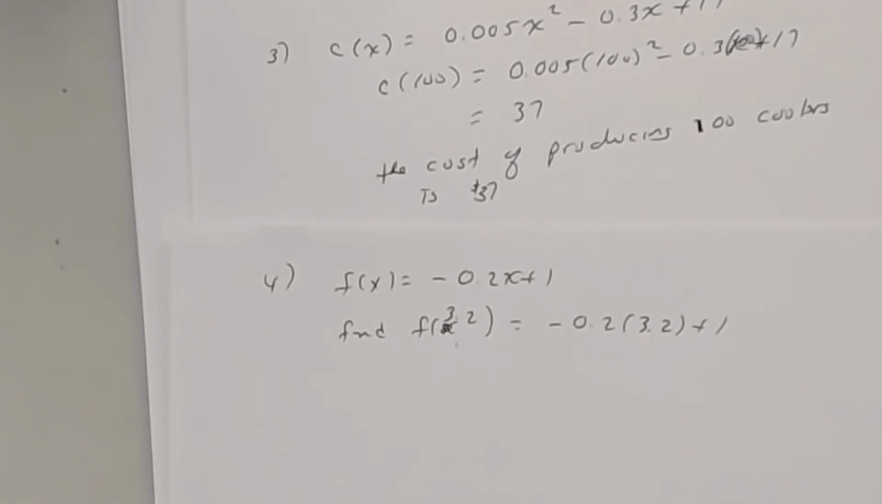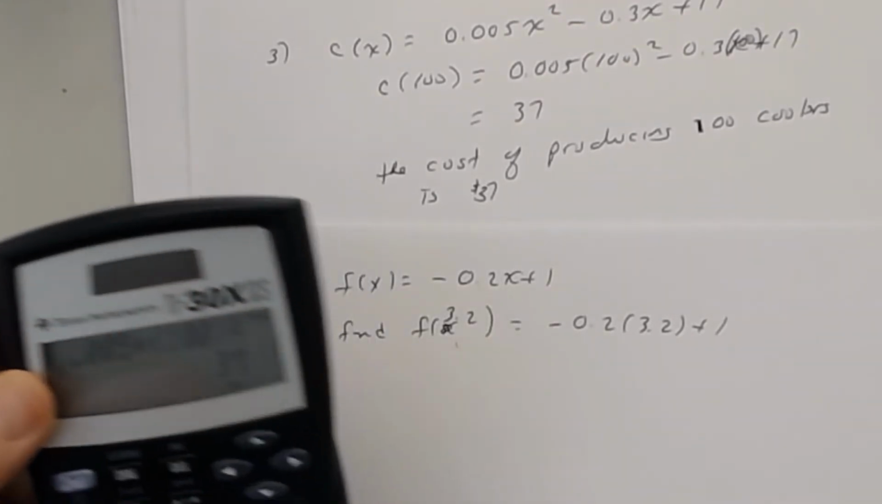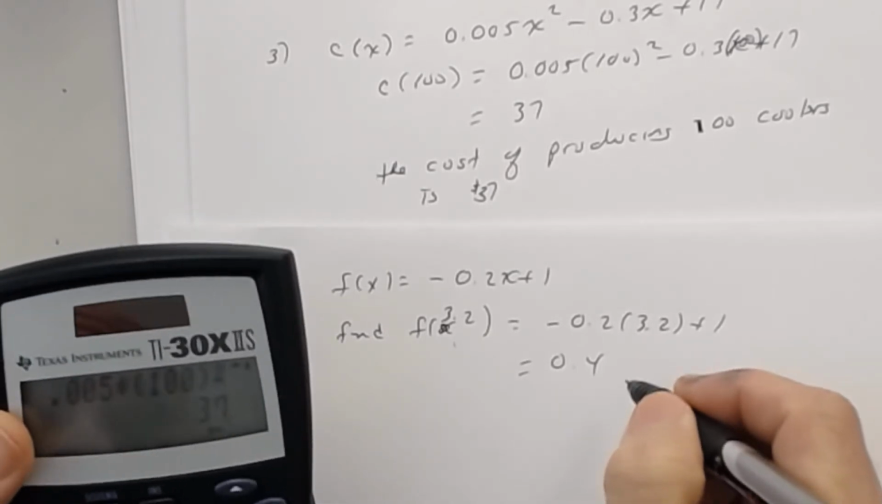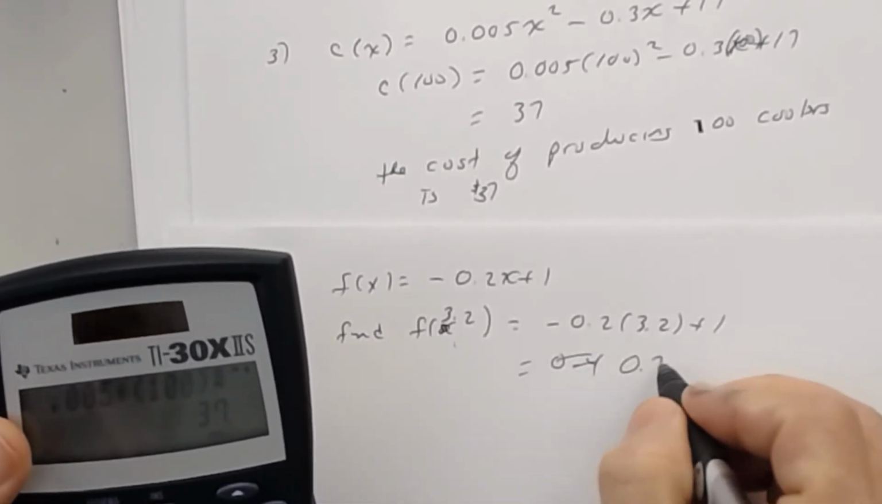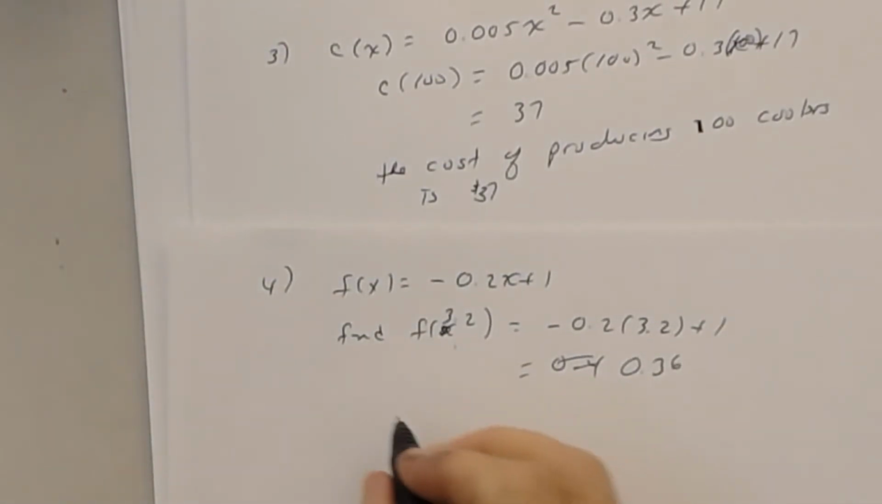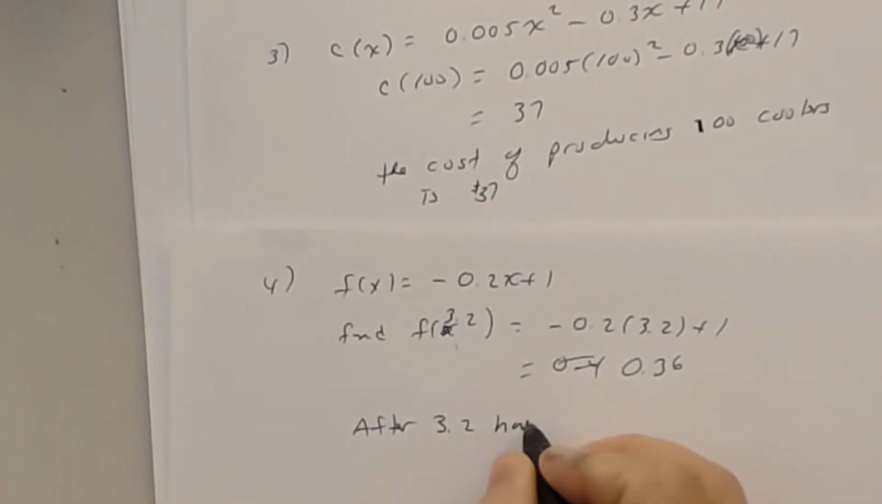And then on your calculator, let's see what that is. That's 0.4? Is that right? I got 0.36. Oh, 0.36? Okay, 0.36, is that correct? Yes. All right, now remember, you have to remember what the question is. You're told that f of x represents the percent of battery life, right? Okay, so 0.36 as a percent is what though? 36%.